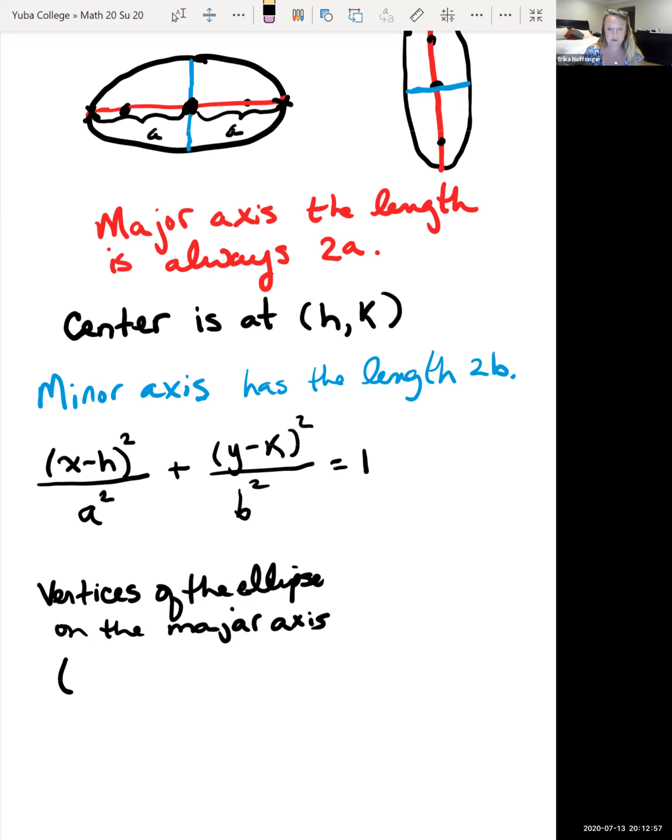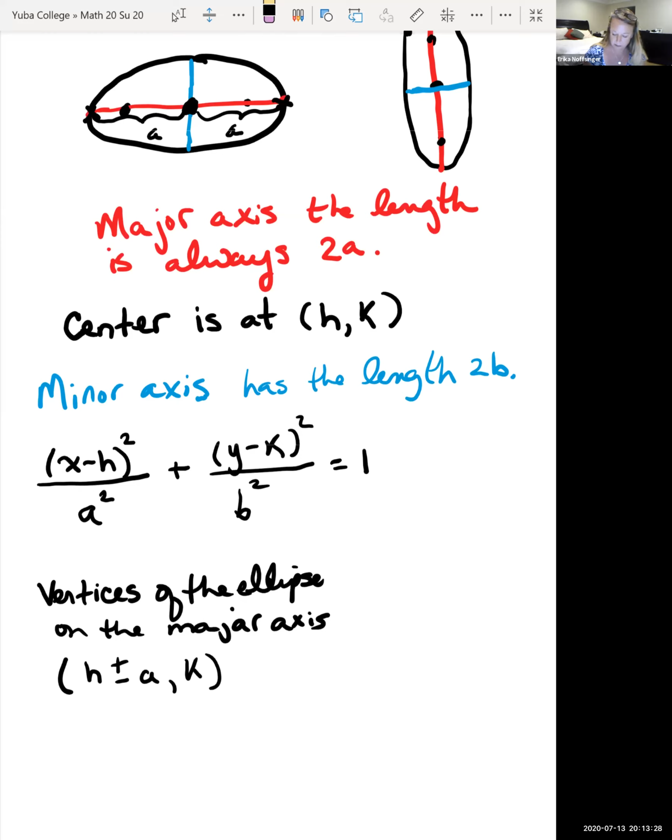Well, if we know where our center is at (h, k), then if we add our value of a to the right, we would get a vertex, and that's affecting our x value. So think of it this way as h plus or minus a. And our y value, when we're moving left or right, is staying the same. So our y value is at k.